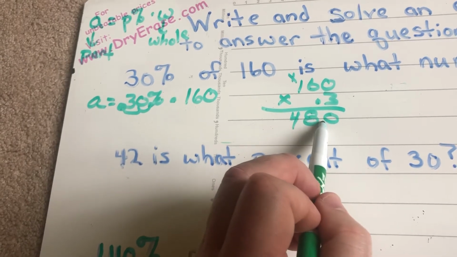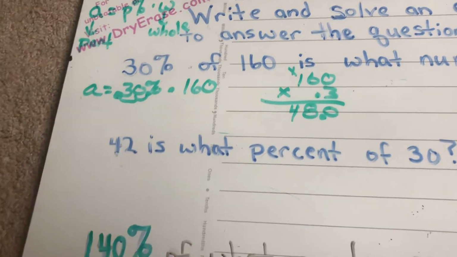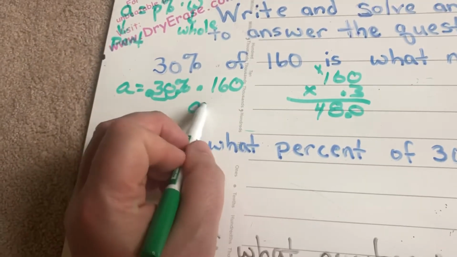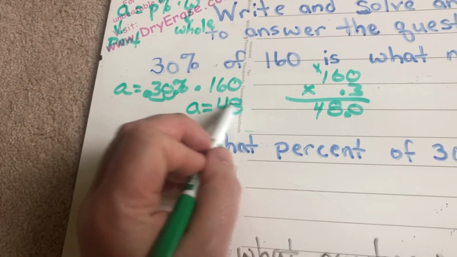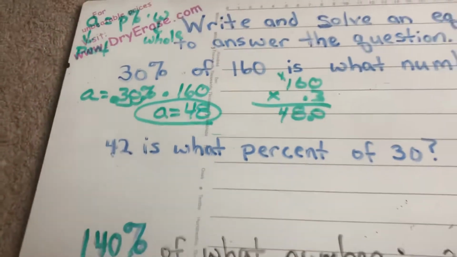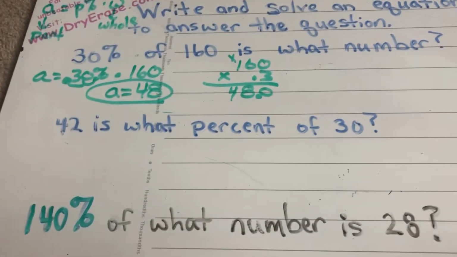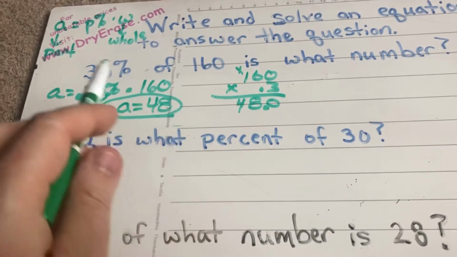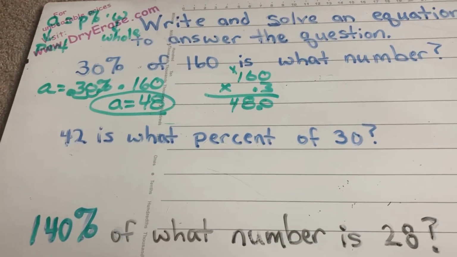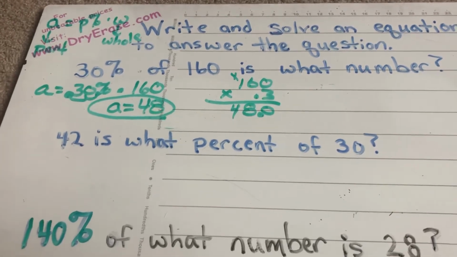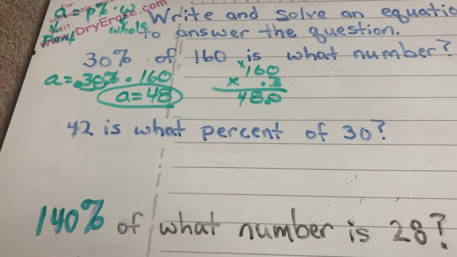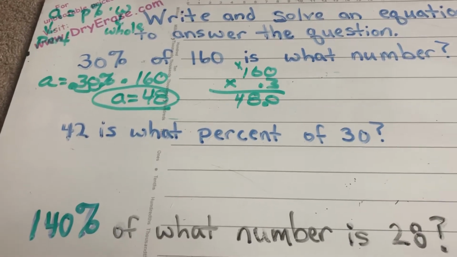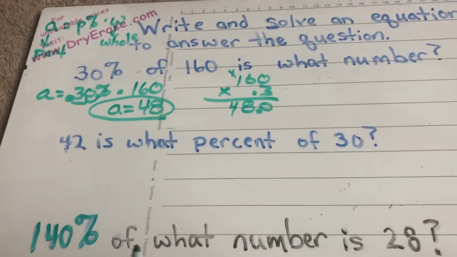One number after the decimal there. I get 48.0. A equals 48. So that's the whole: 30% of 160 is what number? 48 is equivalent to 30%. So it's almost the same as what we were doing with the proportions. It's just now they want you to work with equations. So it's just a different way of solving the same sort of problem.